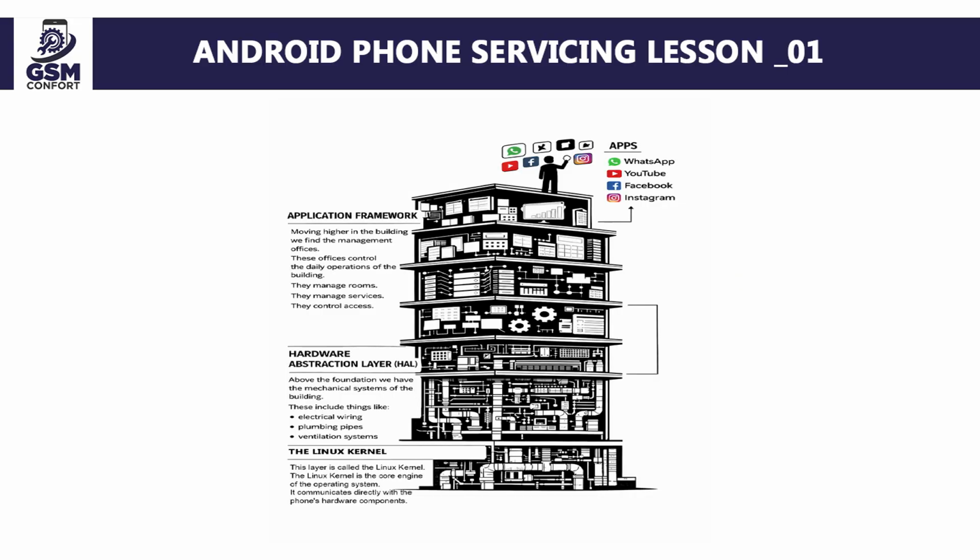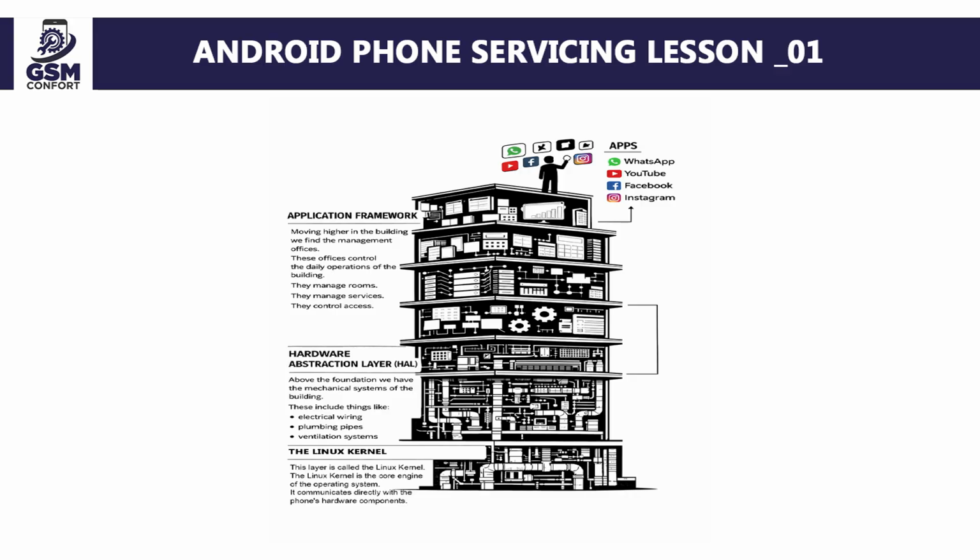Above the foundation, we have the mechanical systems of the building. These include things like electrical wiring, plumbing pipes, ventilation systems. These systems allow the building to function properly. In Android, this layer is called the hardware abstraction layer, or simply HAL. Moving higher in the building, we find the management offices. These offices control the daily operations of the building. They manage rooms, they manage services, they control access. In Android, this level is called the application framework.